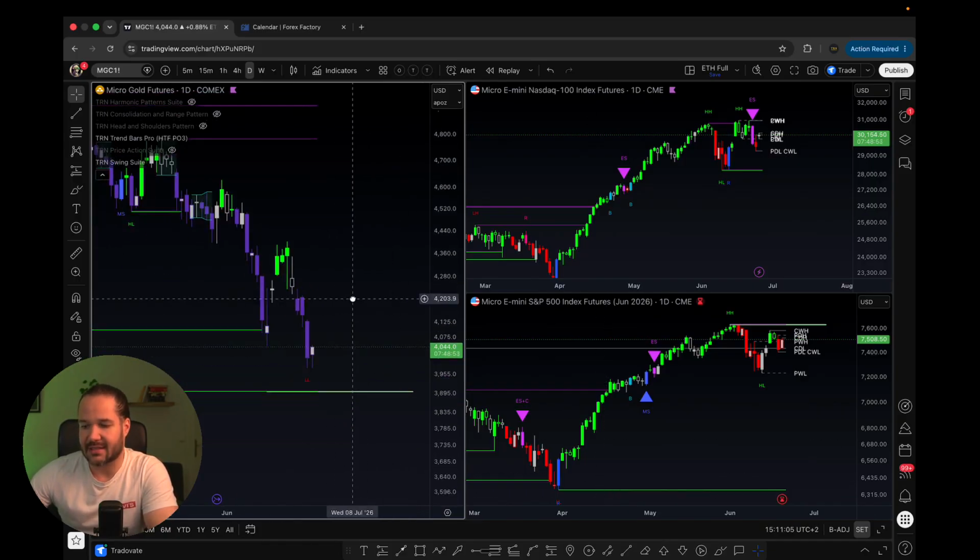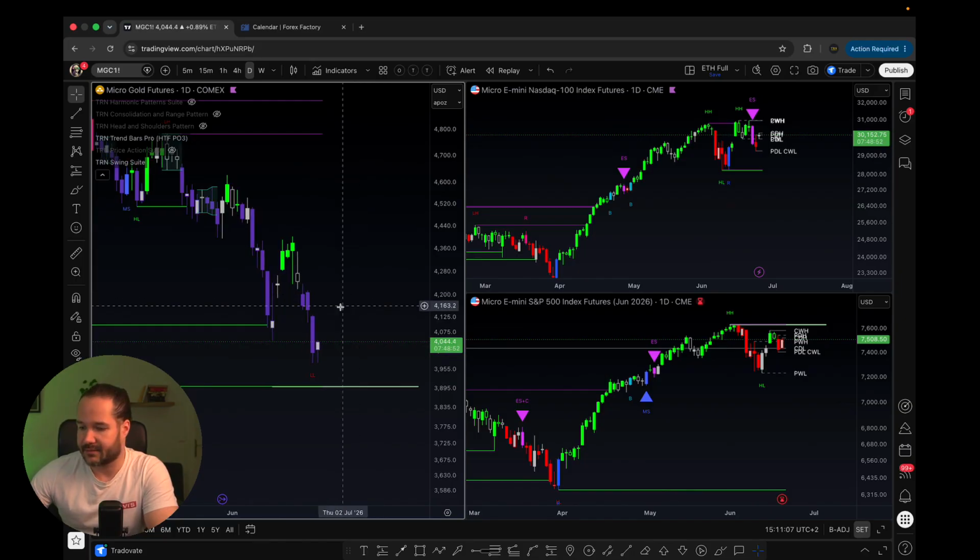And here the bias is very, very clear. We have this candle, the Wednesday's candle, closed below the Tuesday's candle. We are still here with purple trend bars, or red. I just changed the color. So normally they are red, like here in this chart. This means downtrend, computed by the Trend Bars Pro indicator. And you can see we are still in a downtrend. We closed below every level, also below this low. So this is a very clear bearish bias.